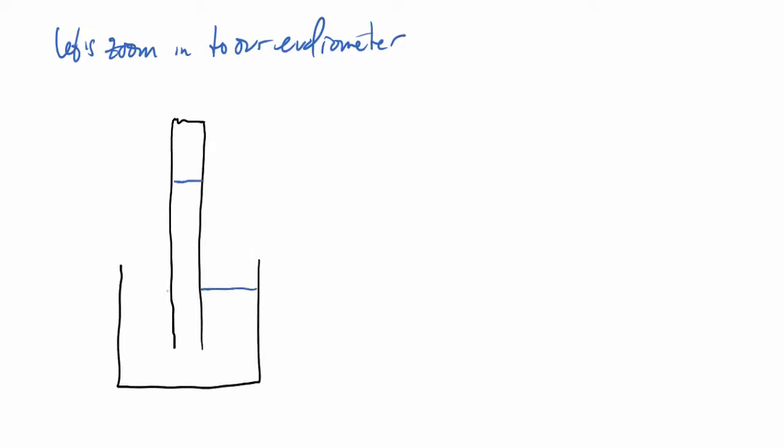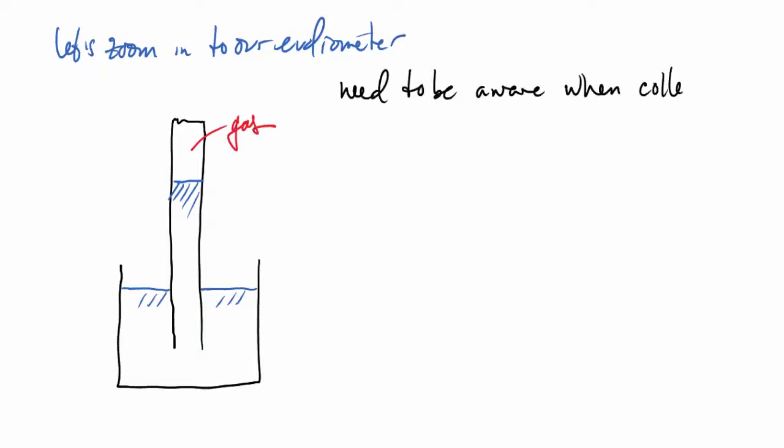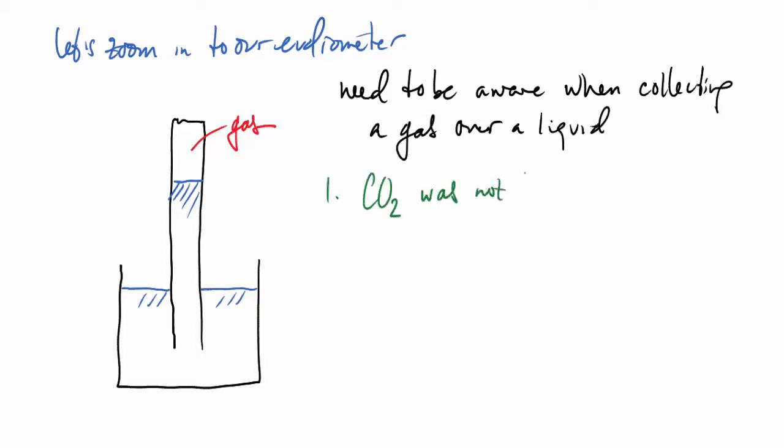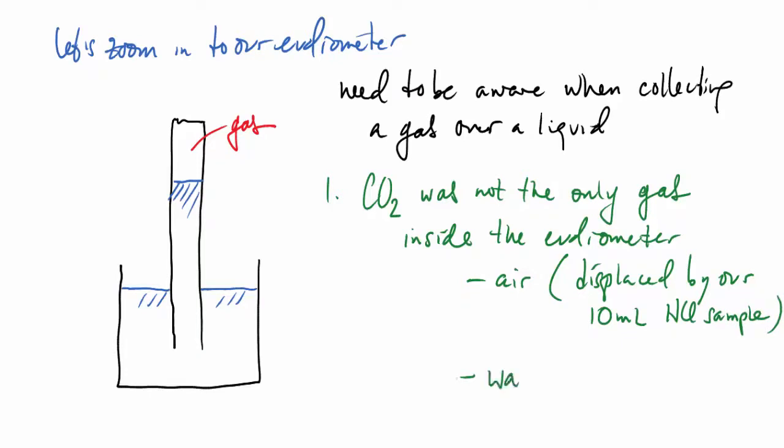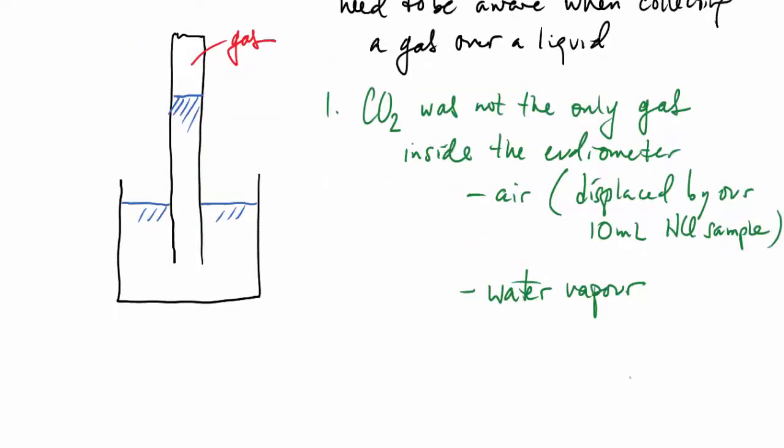Here's a closer look at it. The water levels are shown and the gas being collected up in the top here. Now we need to be aware of a few things when collecting a gas over a liquid, such as we were doing in eudiometry. The first idea is this one. Carbon dioxide is not the only gas in the eudiometer. Of course, we had the air that we displaced by adding our 10 milliliter sample of hydrochloric acid. And also, of course, we had the water vapor that was coming off of the top of that column of water. And the question is, of course, how much is that?